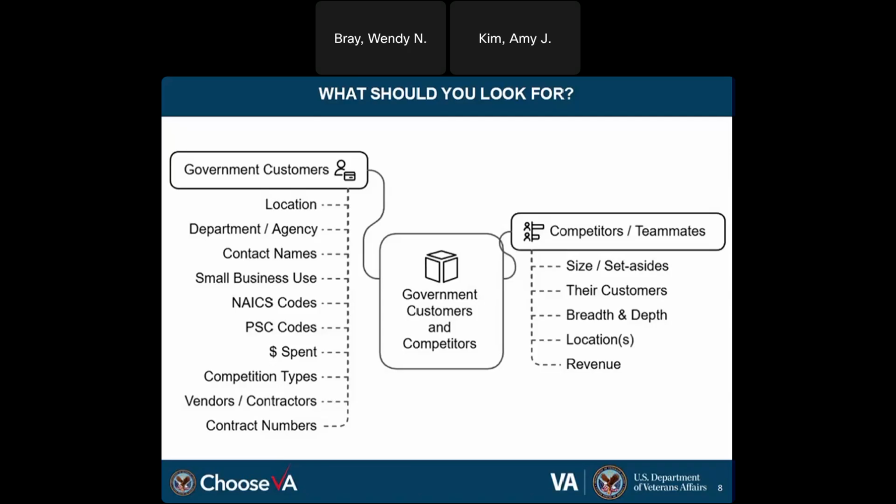Are they really a competitor if they're not even doing business with the Department of Veterans Affairs? Maybe they are a potential partner. They may not be doing business with the Department of Veterans Affairs, but they have some things that your business doesn't have, and your business has some things that their business doesn't have. And the Department of Veterans Affairs is looking for all the things that your businesses have combined together. So identifying those customers, identifying those locations and sizes can also help you to identify competitors and potential teammates.